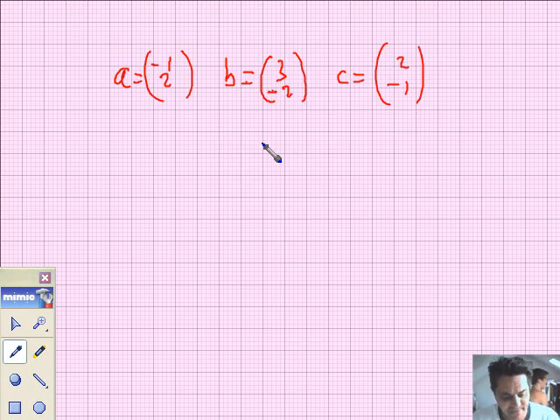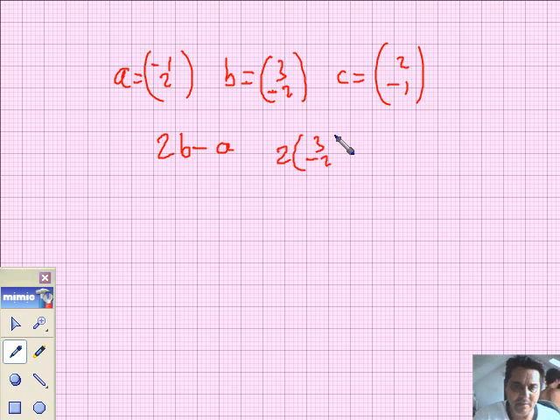It says draw a vector diagram for each question. So I've now got to try and do 2b minus a. Let's just do the maths of it first, alright? So 2b means 2 lots of b, which is 2 lots of 3, minus 2, and then I've got to take away vector a, which is minus 1, 2. Alright, so let's just try and do the maths of that.